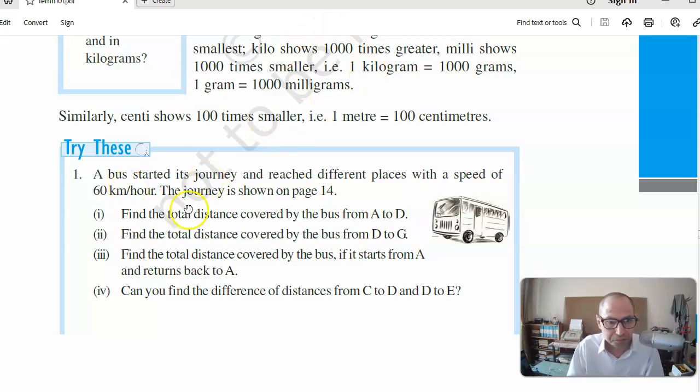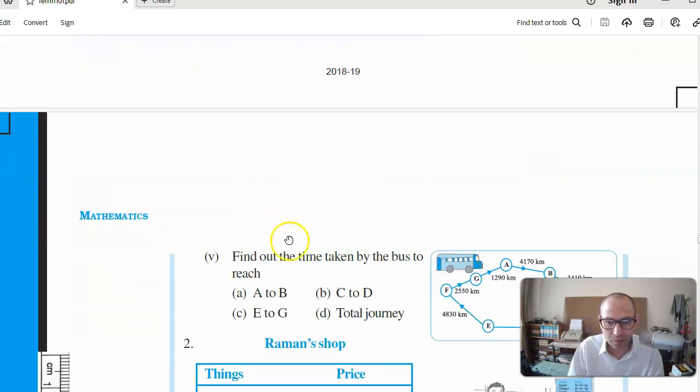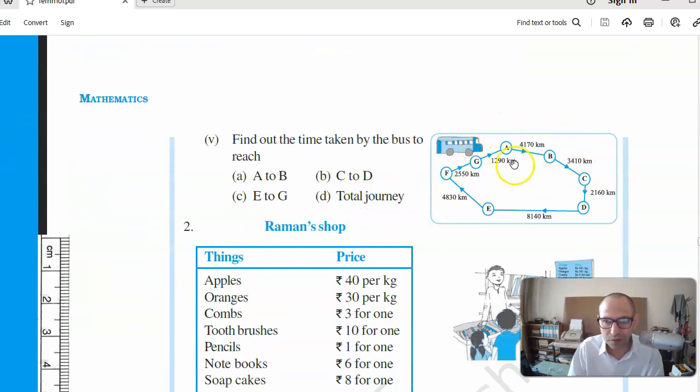Now, for example, let's say that a bus started its journey and reached different places with a speed of 60 kilometers per hour. The journey is shown on page 14. So the journey goes from point A to point B to point C, D, and back to A. That's a bus route. Buses start at one station, keep going around the town, and then come back to the same point. Normally that's what they do, right?